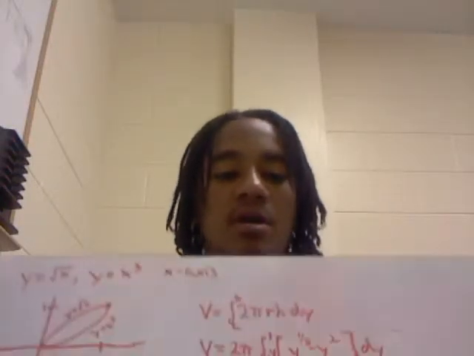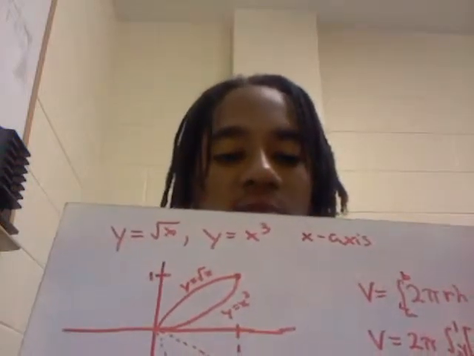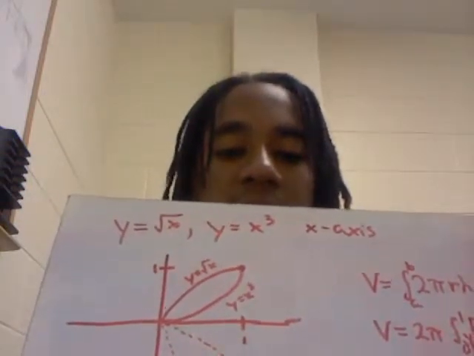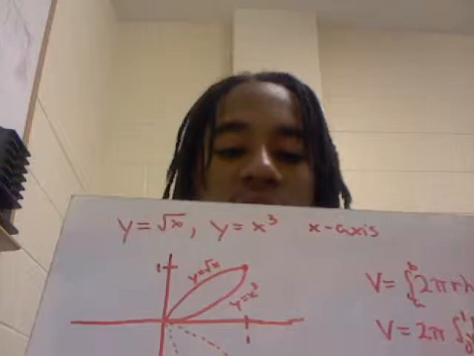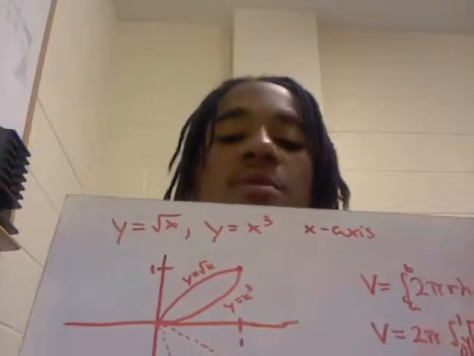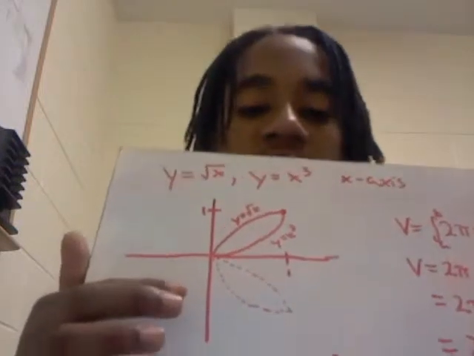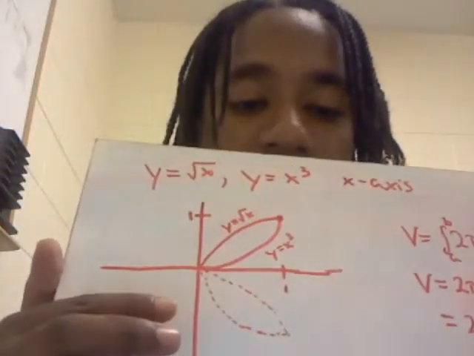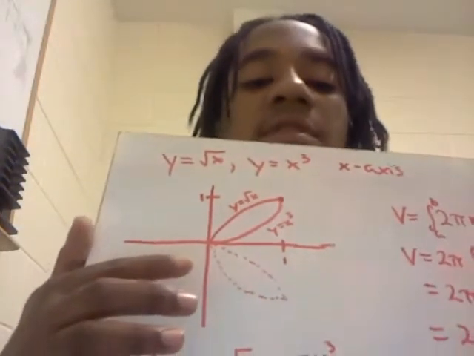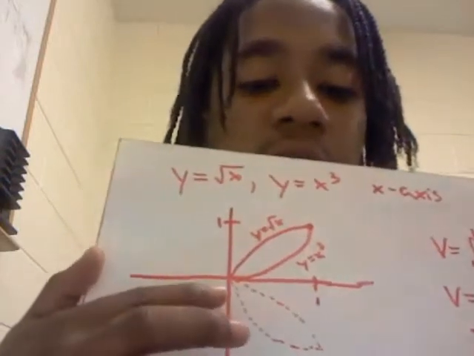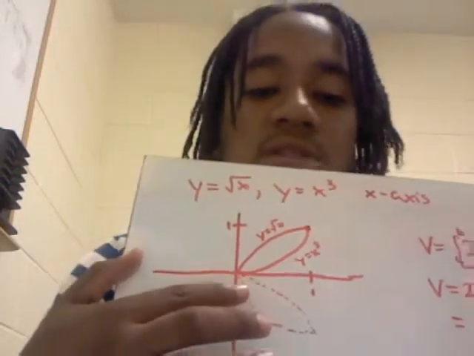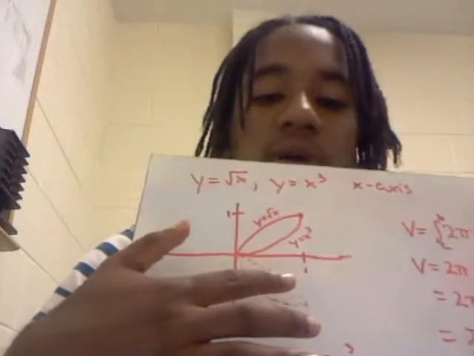Now we will begin with our first example, which is y equals square root of x, and y equals x cubed. And it will be revolved around the x-axis. Here is a graph showing what will happen. The closed function will be from a, which is 0, to b, which is 1.